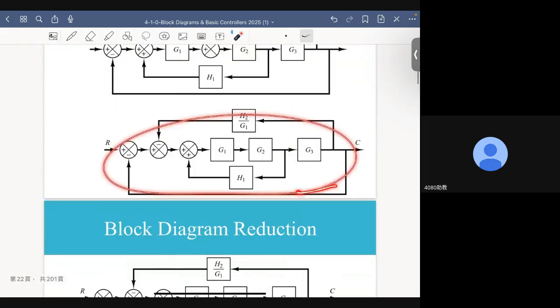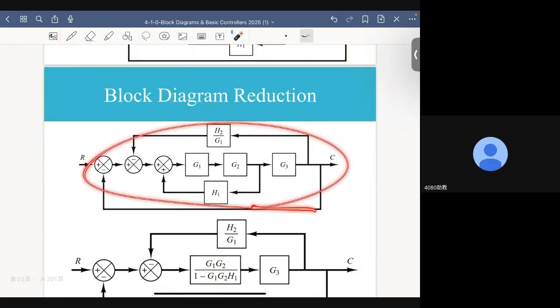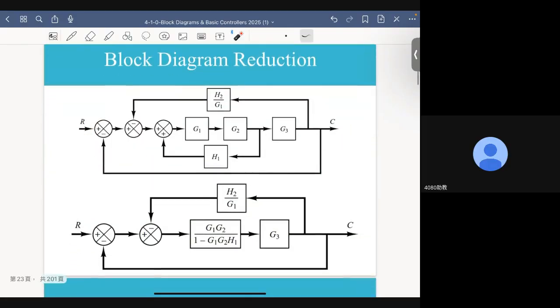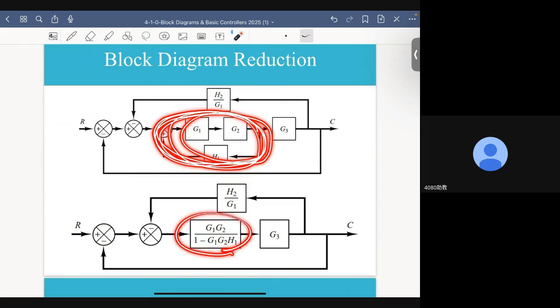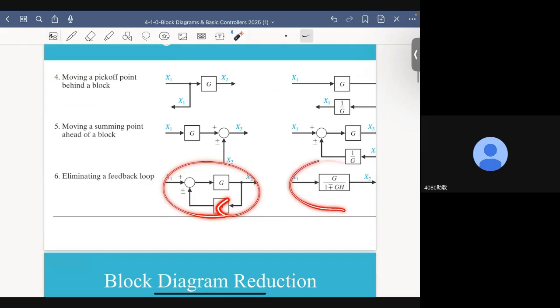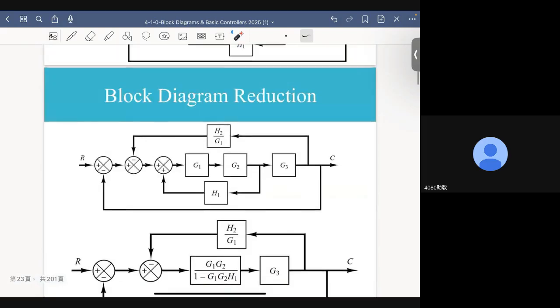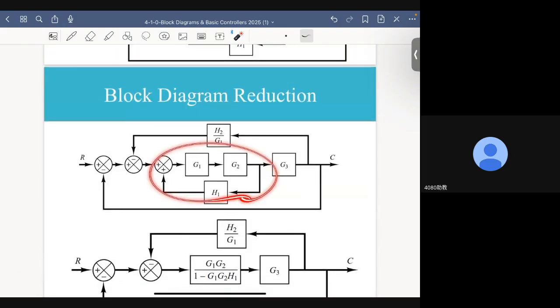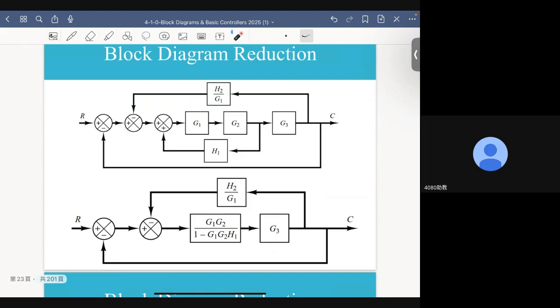So let me replot this diagram here. The only thing I do to go from this diagram to this diagram is I replace this portion of the block diagram by this. How do I do that? By using this simple block diagram transformation technique. I can do that because this is a very standard feedback control configuration, one input and one output. Now, we need to go one step further.